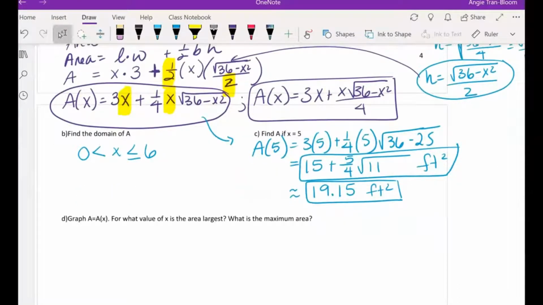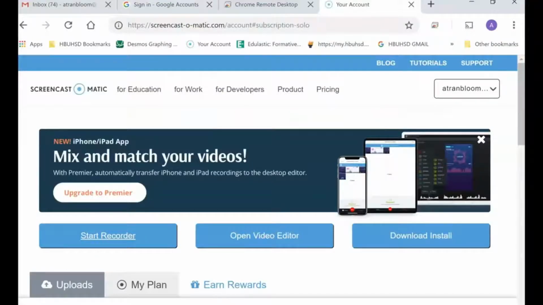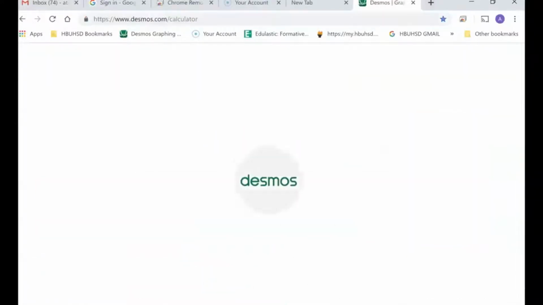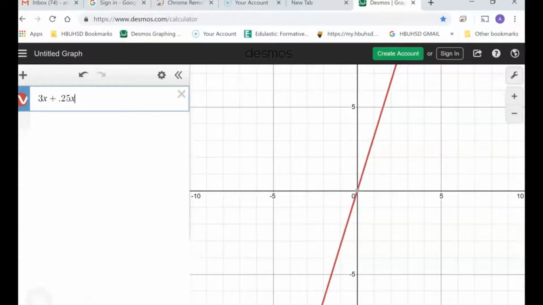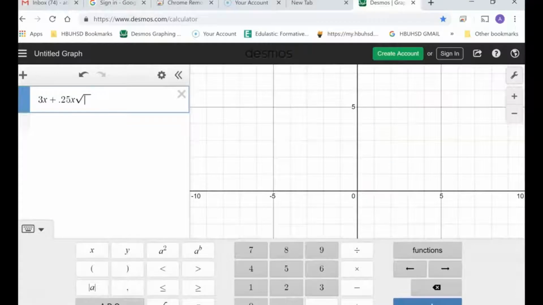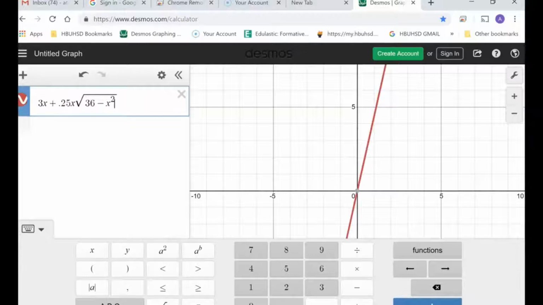Then part D says, graph it out. So you can use your calculator, or let me power up my decimals really quickly and tell me what the largest area is. Okay, so I'm graphing 3x plus 1/4, so 0.25x, not 4. Then times square root of 36 minus x squared.